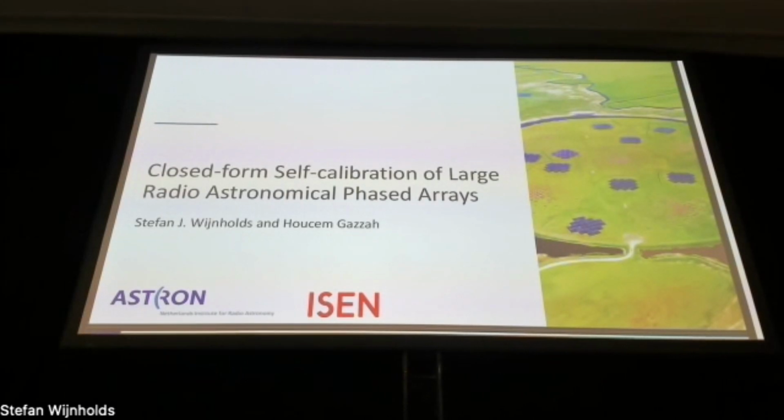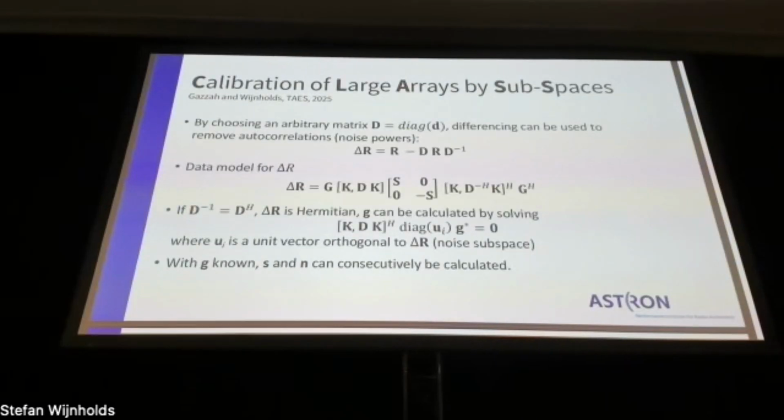Basically, about half a year ago, I was contacted by Hausen, who is a signal processing researcher at ISEN, working on subspace techniques, and he found a way to solve the direction-independent calibration problem that we have in closed form. And he contacted me to see, well, does this actually work when we try to do this in practice? I mean, he made a purely theoretical derivation. So let's hit the green button, see what happens.